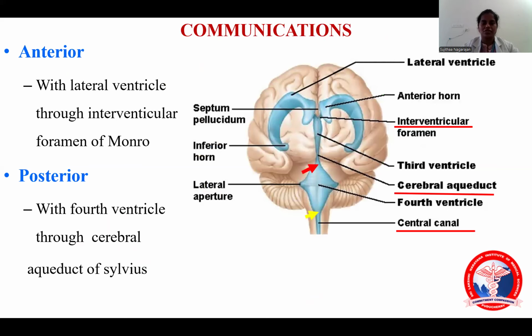Now, the communications. The third ventricle communicates with the lateral ventricle through the interventricular foramen of Monro. It communicates posteriorly with the fourth ventricle through the cerebral aqueduct of Sylvius. We can see in this picture, this is the third ventricle. It communicates with the two C-shaped cavities, which are the lateral ventricles, through the interventricular foramen of Monro. Now this third ventricle communicates with the fourth ventricle through the cerebral aqueduct of Sylvius.